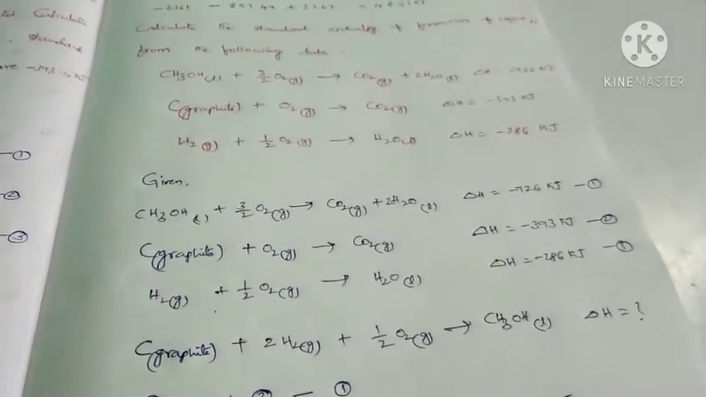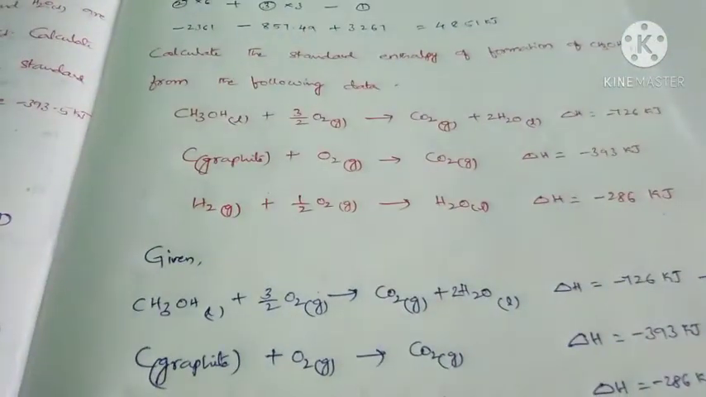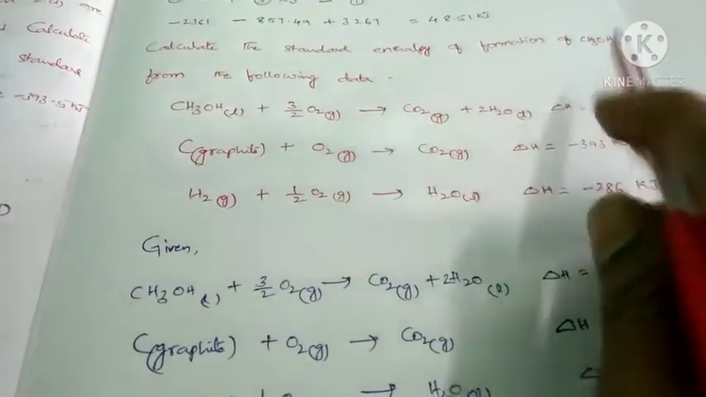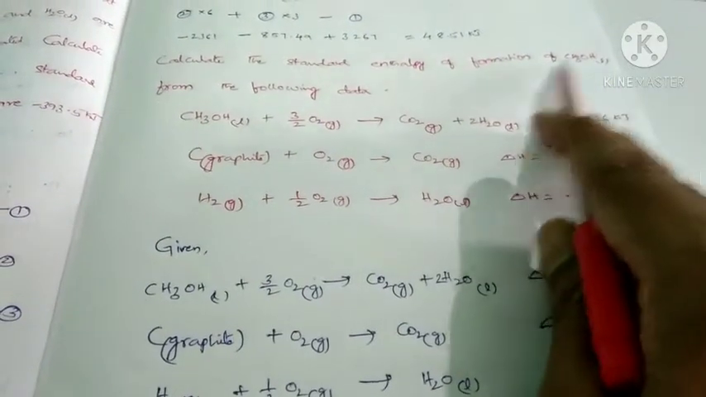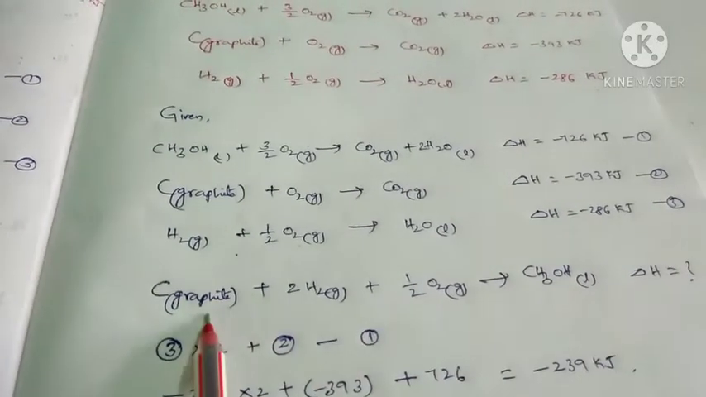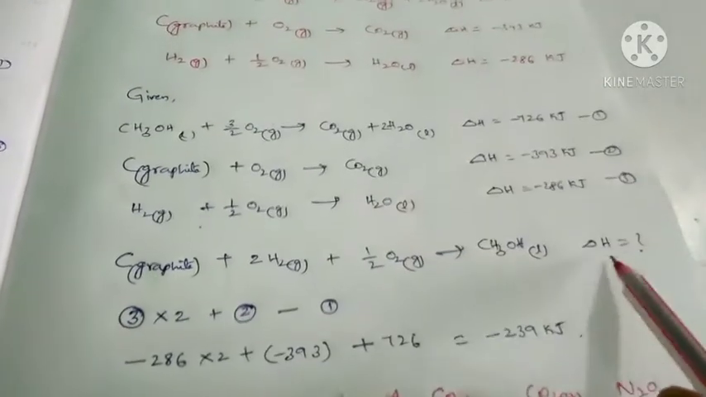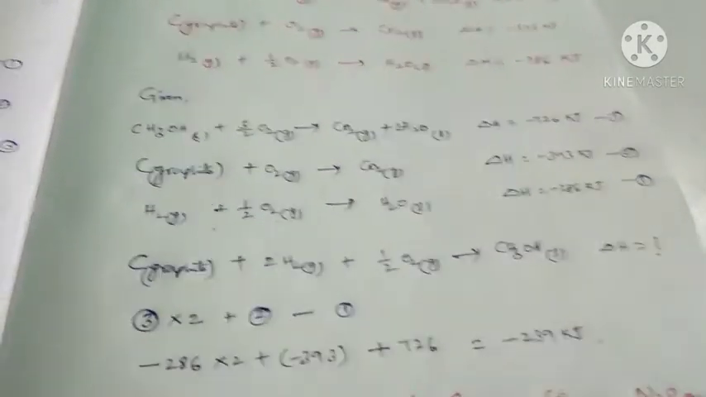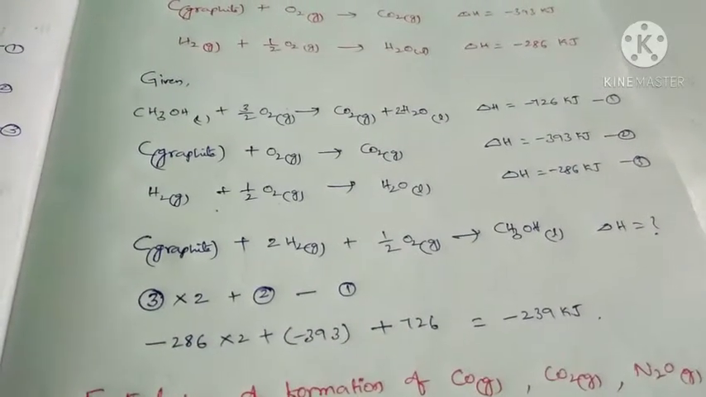Now what is the required equation? This is the required equation. How can we say that? See, calculate the standard enthalpy of formation of CH3OH liquid. That means 1 mole of CH3OH should be formed from carbon, hydrogen and oxygen. That is the meaning of that point. So 1 mole of CH3OH should be formed from carbon graphite, hydrogen gas and oxygen gas. This is the required equation. For this reaction we have to find delta H. So what is the trick I told you in the previous video?